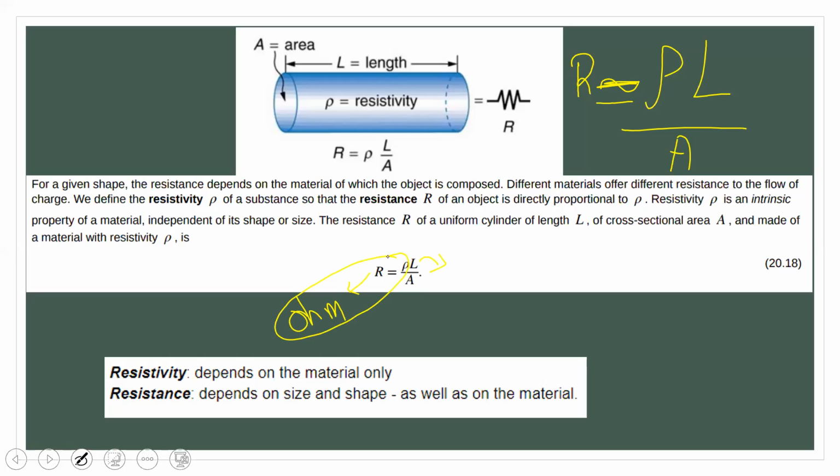Now, what is the difference between the resistivity and the resistance? The resistivity, which is rho, depends on the material only. But the resistance depends on the size, shape, and the material. The resistivity depends on the material, and the resistance depends on the material, size, and shape. This is the resistivity; it depends only on the material. But the resistance R depends on the material, the length, and the cross-sectional area.